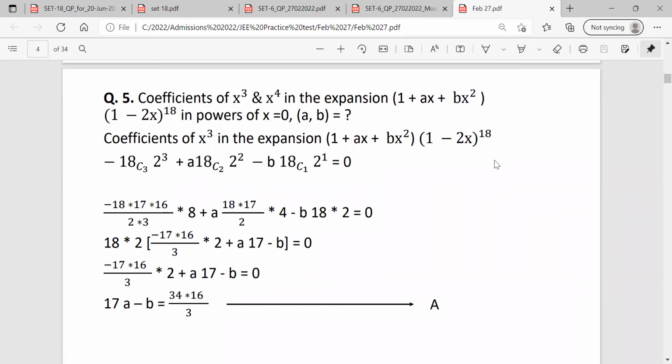It will be 18C3 into 2 cube, right? The value will be minus 18C3 2 cube. Now next is ax and minus 2x whole raised to 18. So the value will be a into, here we have a. This is ax and 2x raised to 18. So here we'll have the values a, then 18C2 and 2 square. Then next comes bx square minus 2x 18. So here we have x square and here we have x raised to 18. So the term will be b into 18C1 2 raised to 1 equal to 0.